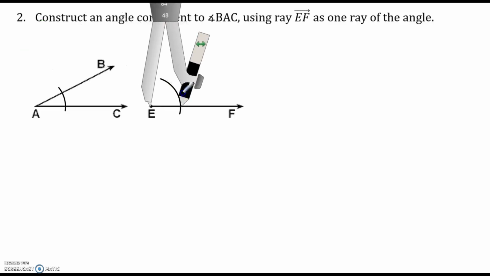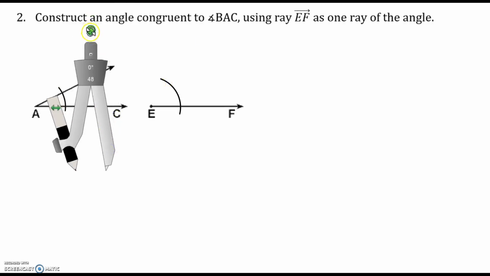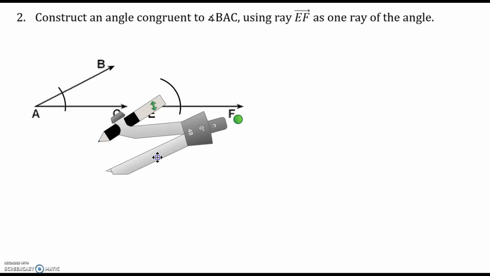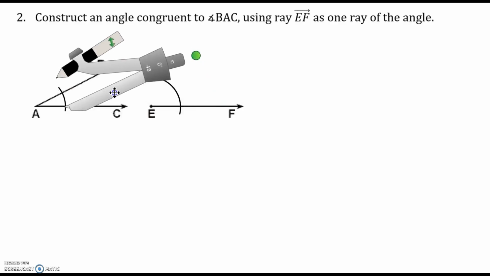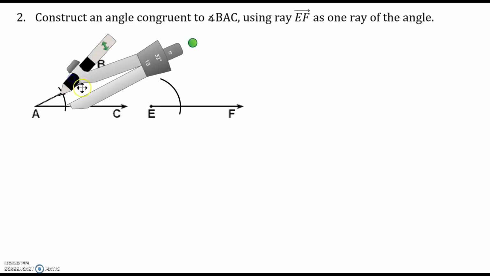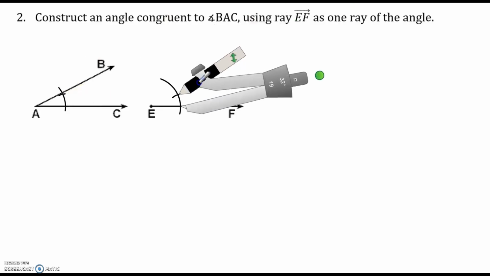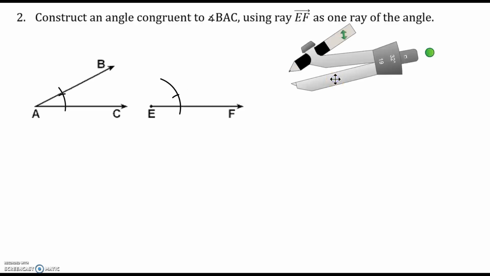Okay, and then we're going to go back to the original, and we are going to measure how wide open the angle is by putting the compass on the two intersections that that arc made, here and here. And then again, just like before, swing an arc to show that you made that measurement and repeat it here. And then when you connect, you'll have your new angle.